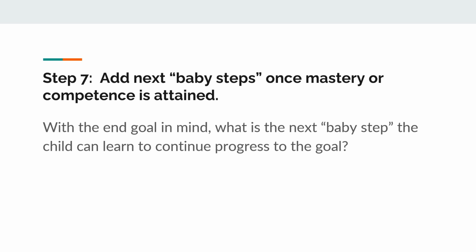Step 7 in this is add the next baby steps once mastery or competence is attained. So remember that goal in mind that you have as a teacher of where you want the child to go and what's an appropriate place for them to go. What is the next baby step that you can add to help the child to continue to make progress toward that goal?